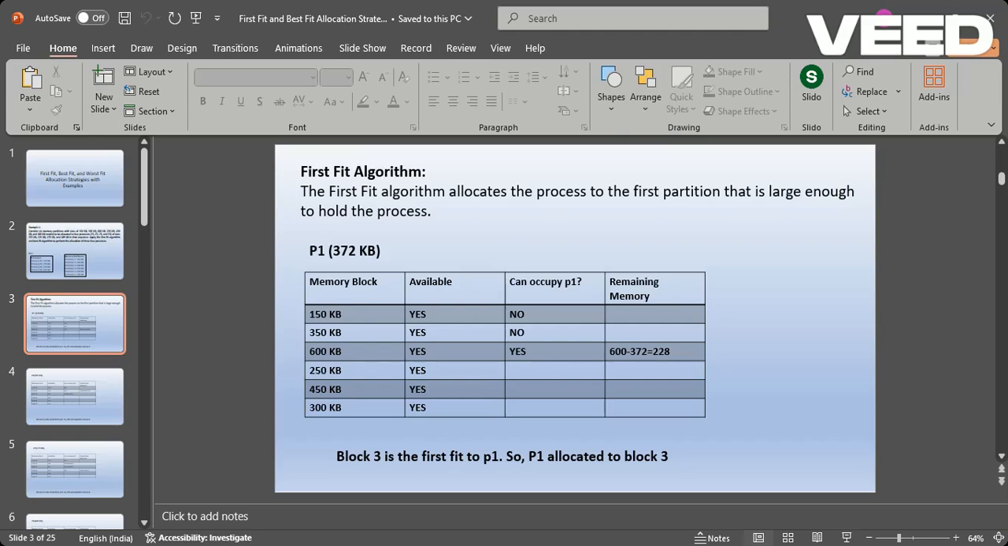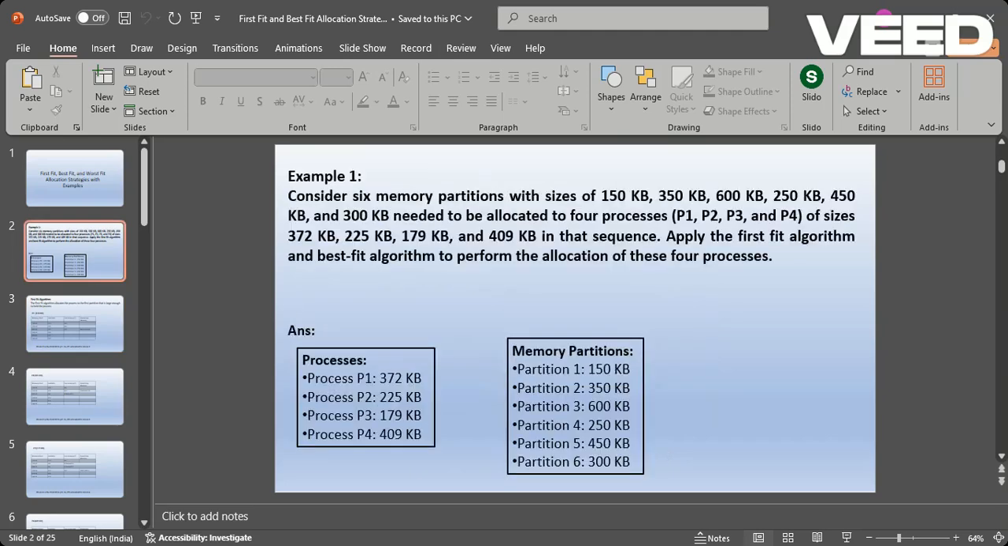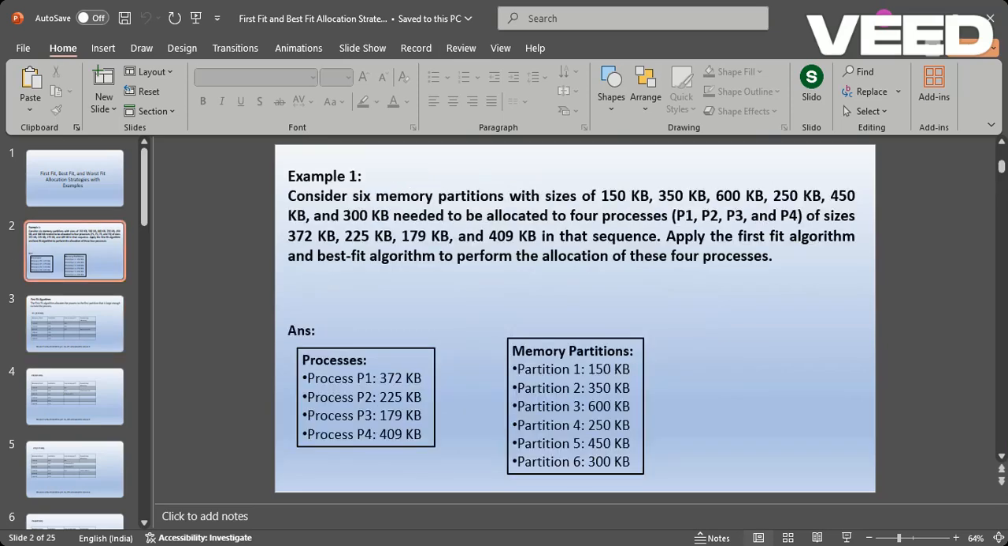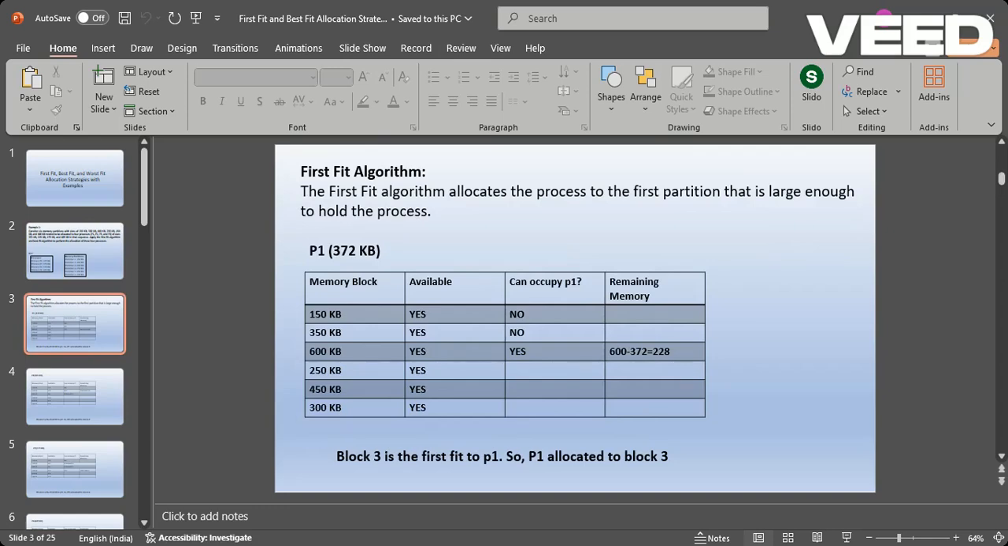So here from this example, P1's size is 372 KB, which we need to allocate to a particular memory block. Here the table is representing the first column as the memory block, with the sizes given: 150 KB, 350 KB, 600 KB, etc. So 6 memory blocks are available. The next column shows that these memory blocks are free or available to store any process. Then the next column is can occupy P1. We need to allocate the P1 process, so from the first block onwards we compare which block is enough to store P1. Then that block will be allocated to P1.